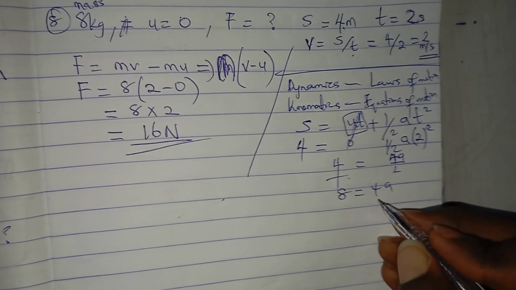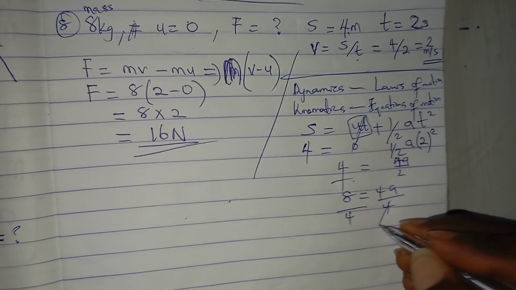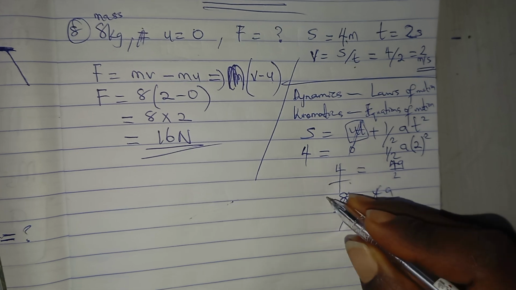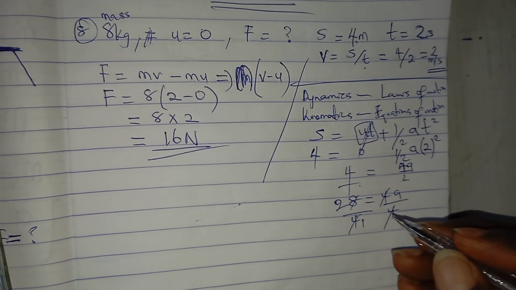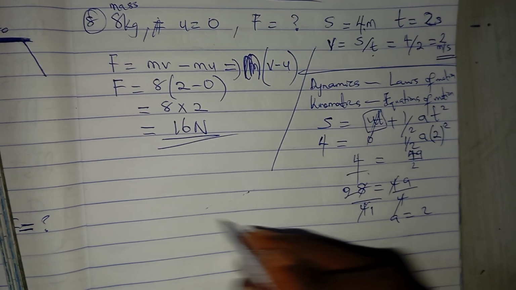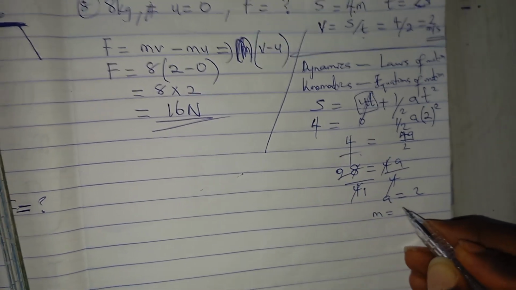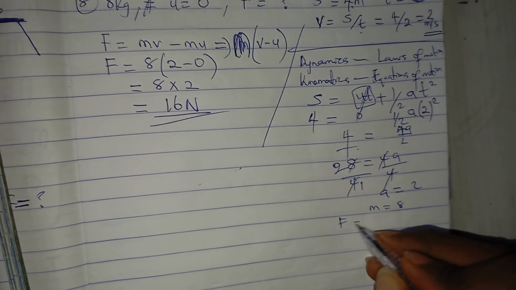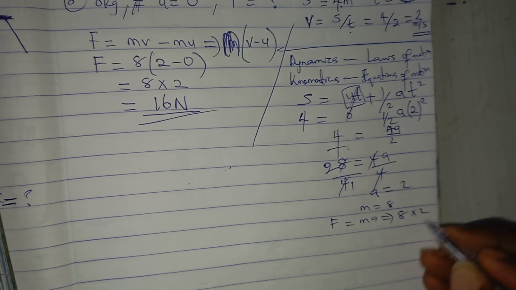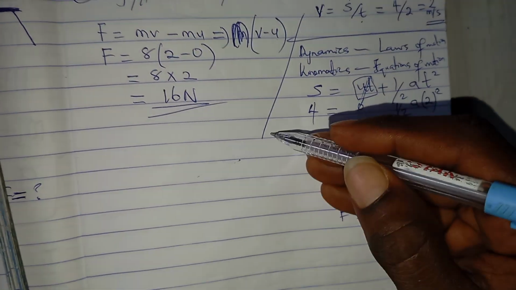So that you now divide both sides. 4 divided by 4 is 1, then you have 2. So a is equal to 2. Then you go back and say the mass you are given is equal to 8. So F is equal to MA, so you do 8 times 2 equals 16 Newton. Whichever way you use it, you will still get the same answer.